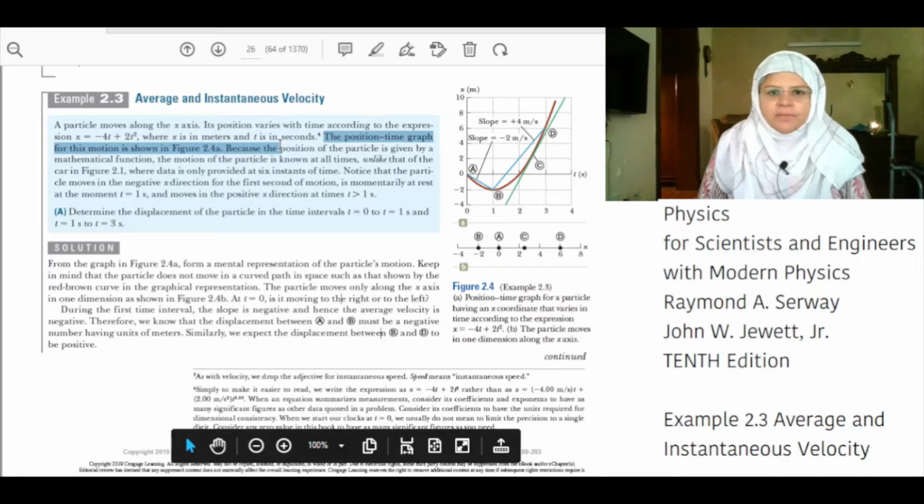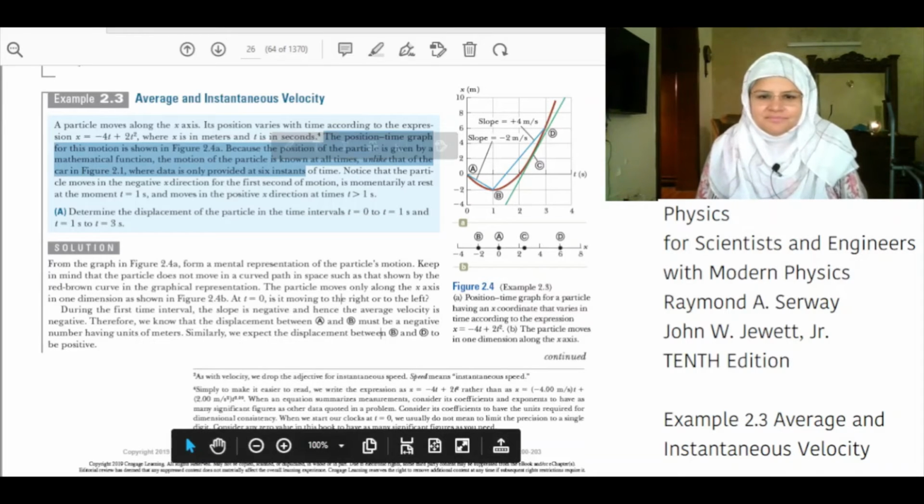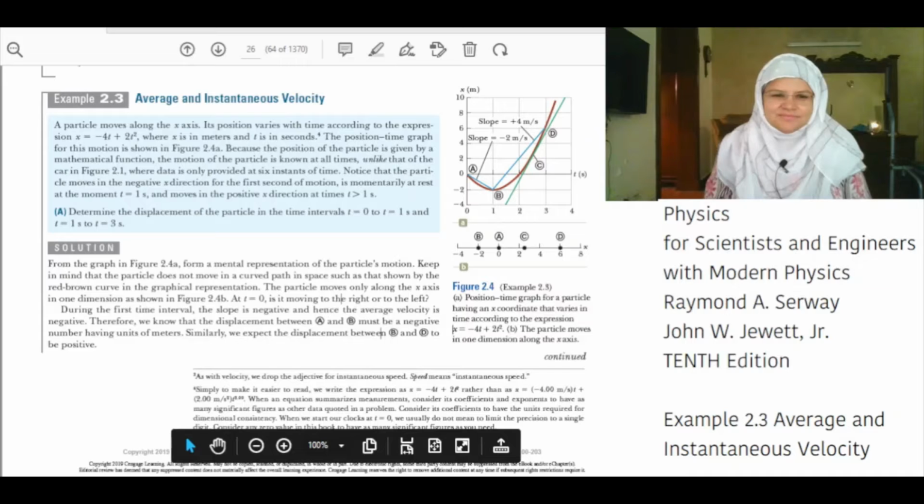Because the position of the particle is given by a mathematical function, the motion of the particle is known at all times, unlike that of the car in figure 2.1, where data is only provided at 6 instants of time. Notice that the particle moves in the negative x direction for the first second of motion, is momentarily at rest at t equals 1 second, and moves in the positive x direction at times t greater than 1 second.